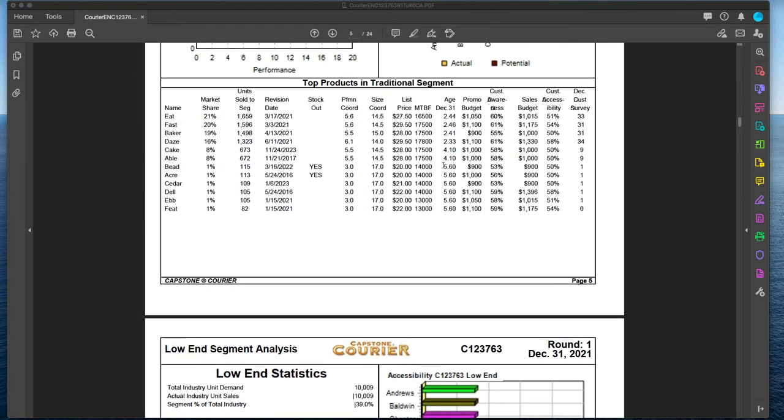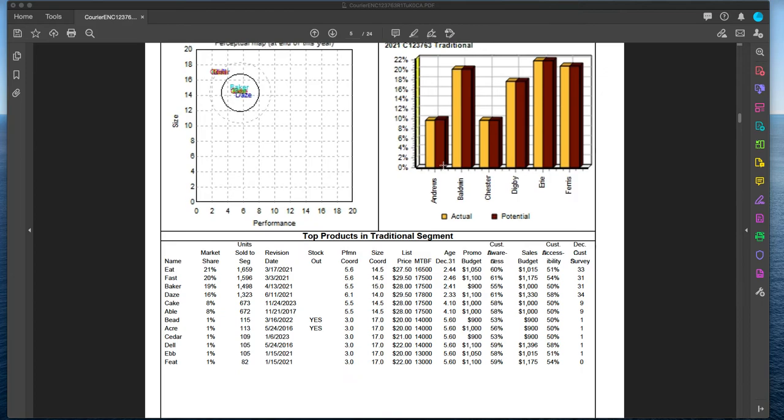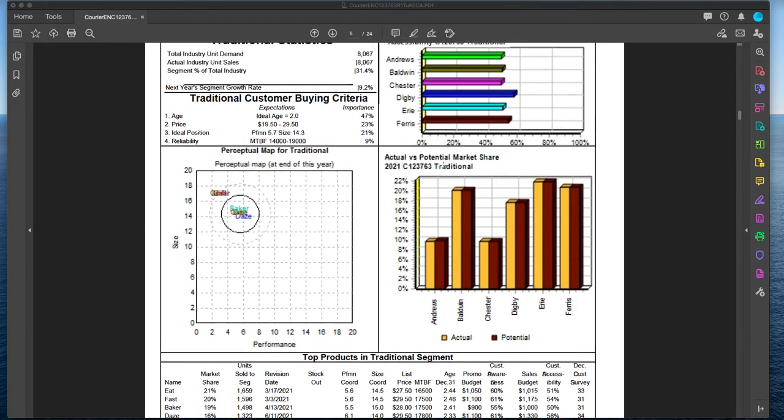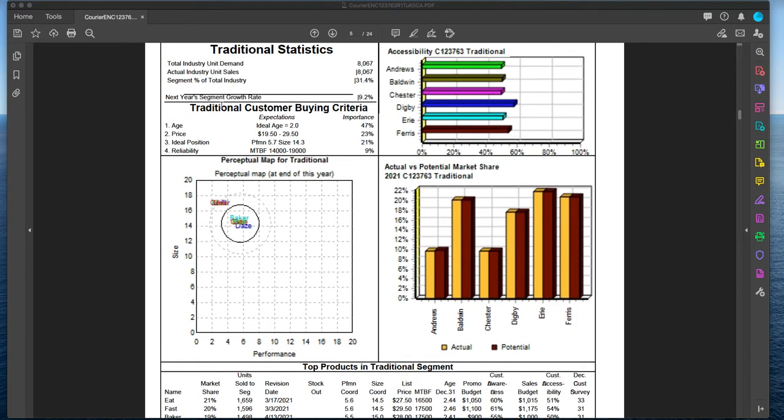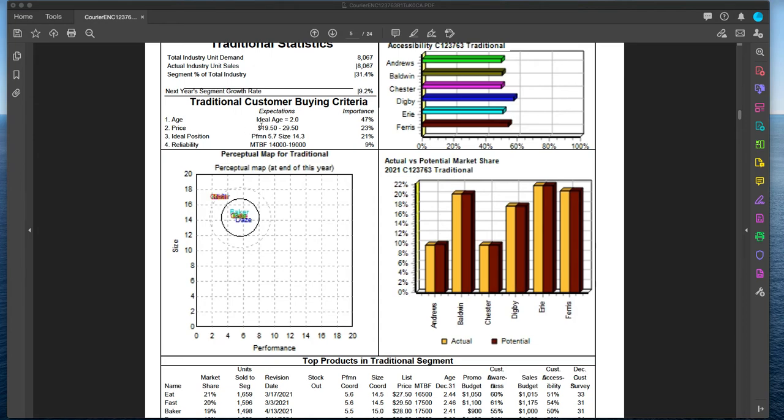But let's come back here and look at how to analyze this now. So you want to take a look at the buying criteria for each segment. As we see with the traditional customer buying criteria, the most important criteria is ideal age. That's 47% importance. Next is price. That's 23% importance. And what you want to remember is that customers as a whole, with all these different segments, they want prices to come down.